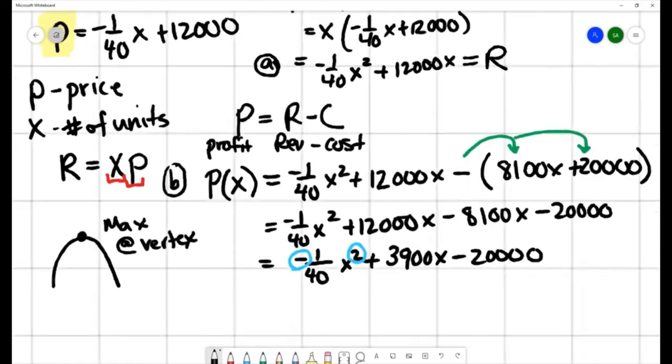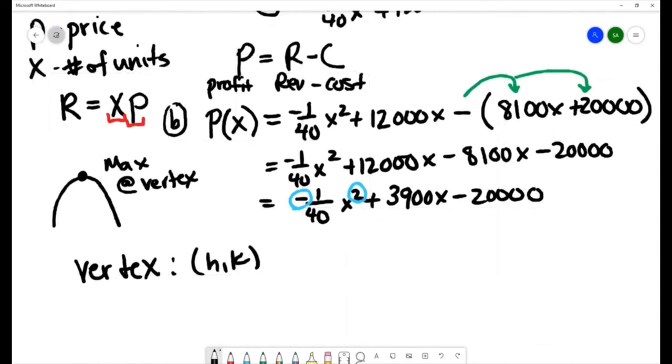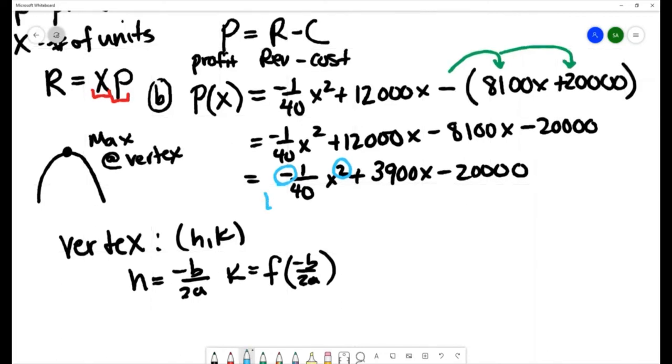So we're going to be able to answer this part C by finding the vertex of this quadratic. Now we have a formula for calculating the vertex. A vertex is an ordered pair, (h, k). And we have a formula for the x-coordinate. That's h equals negative b over 2a. And k, we're just going to substitute negative b over 2a once we calculate it into the function to get that y value. So I want to use this profit function to find the vertex. That's going to give us the maximum profit.